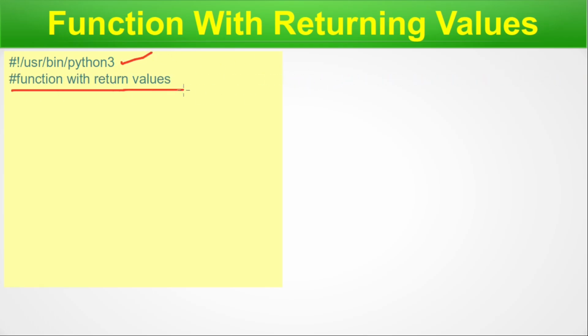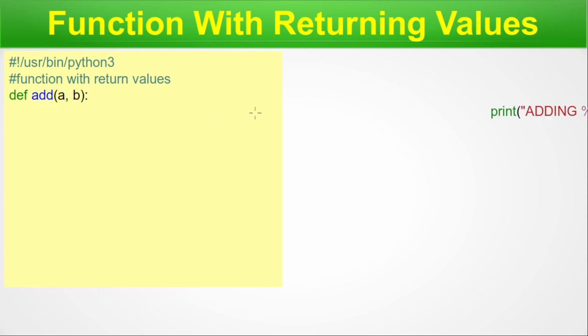So let us start our code. Here goes our first part of the code. The first line is obviously our interpreter. The next line is the function with returning values. This is the doc string, or you can say the definition. Next, we write the def keyword, and then the function name, add, with two arguments, a and b. Theoretically it seems that it will add a and b together, and the added value of a and b should be returned back.